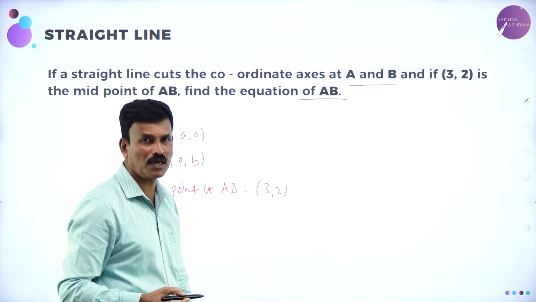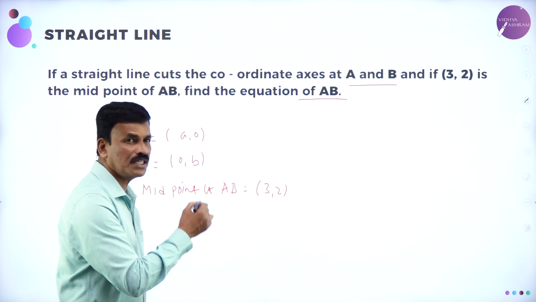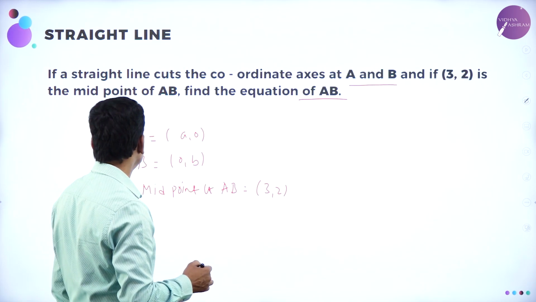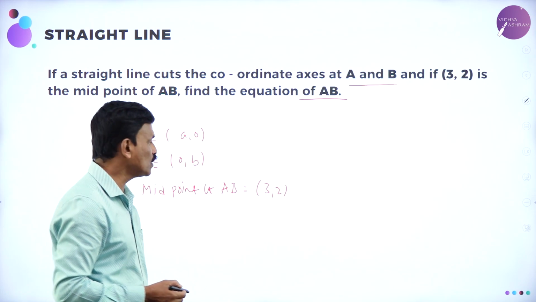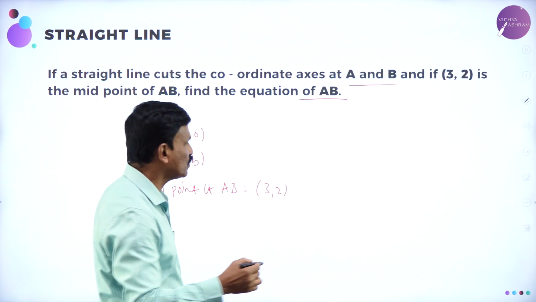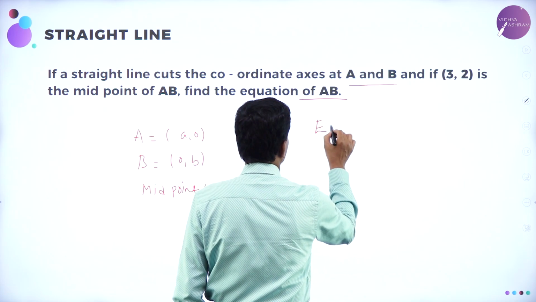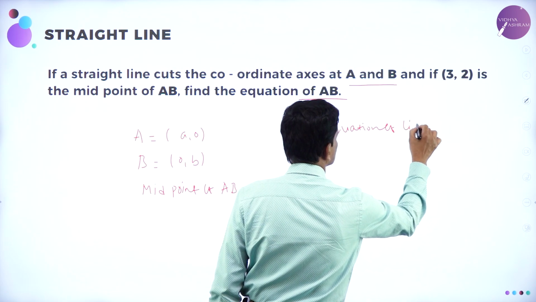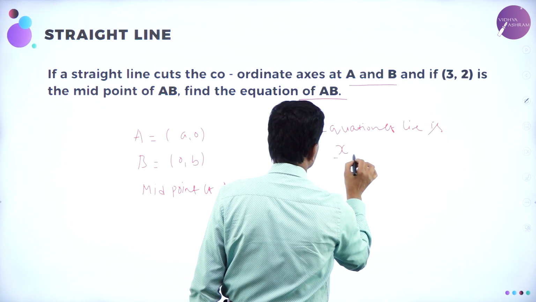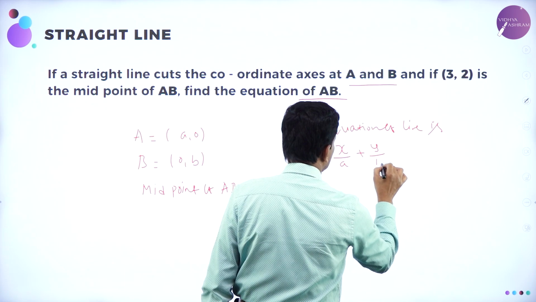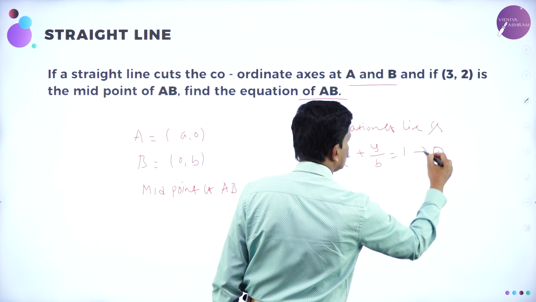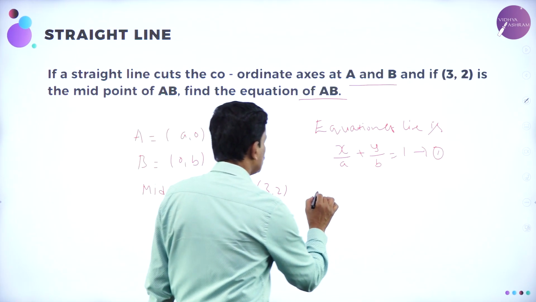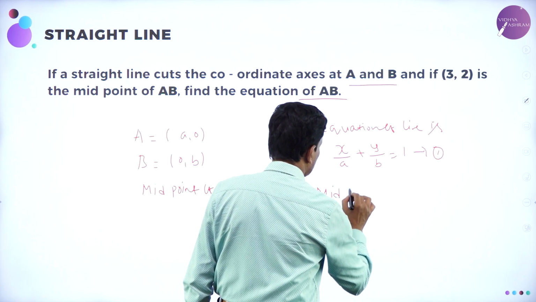So very simple problem. If it cuts the coordinate axis at A and B, it means the coordinates of A are (A, 0) and B is (0, B), and the midpoint of AB is (3, 2). Just use the midpoint formula. So what is the equation of the line? Equation of the line is x by A plus y by B is equal to 1. This is the equation of the line. Now, what is given here? Just find out the midpoint of AB.